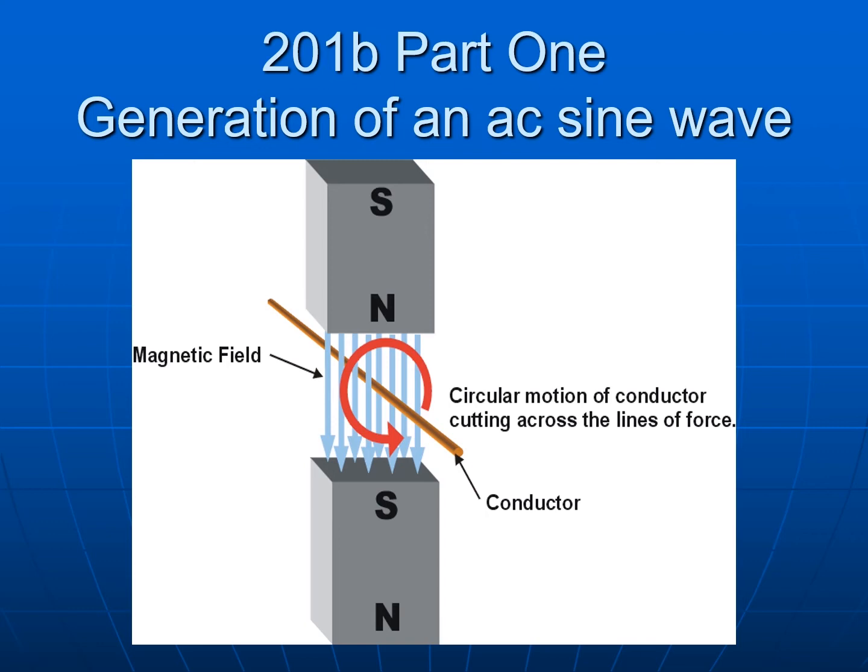The next thing is also how much conductor is in there cutting lines of force. If we increase the amount of conductor that's inside the magnetic field, then I'm also cutting more lines of force that way as well, and I will generate more voltage. And lastly, it's the cutting angle. At which angle does that conductor cut? Depending on the angle that that conductor is going through that magnetic field, it will produce different amounts of voltage.